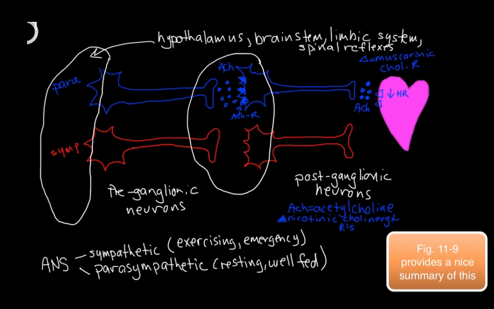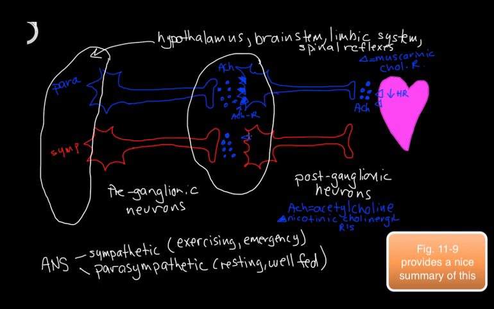Okay, let's look at the sympathetic nervous system. So the sympathetic branch has a preganglionic and a postganglionic neuron as well. And it turns out that the preganglionic neuron of the sympathetic branch also releases acetylcholine.